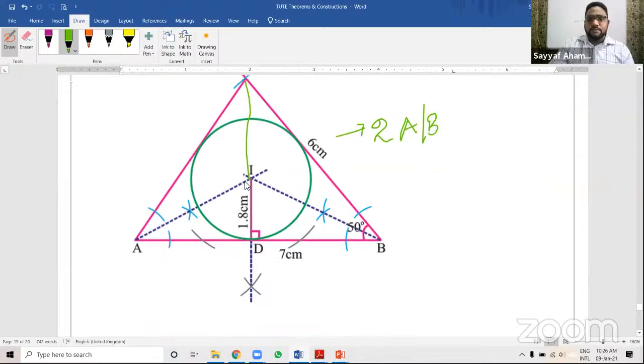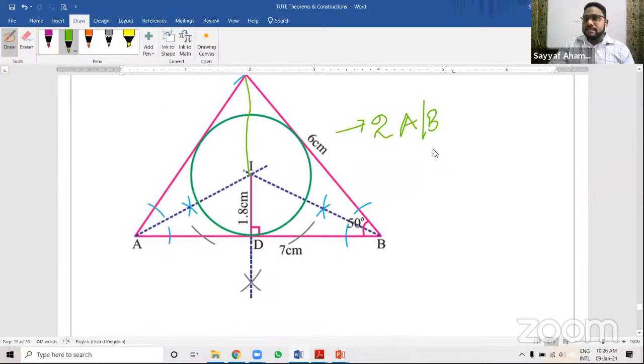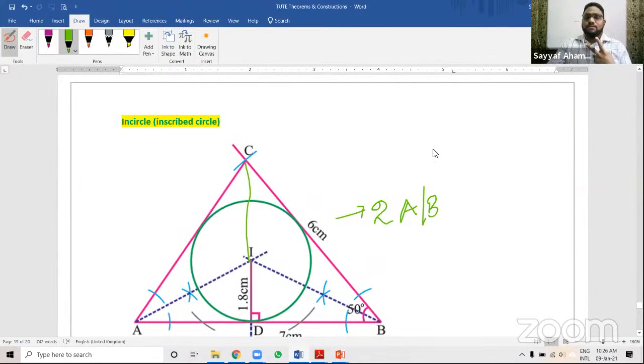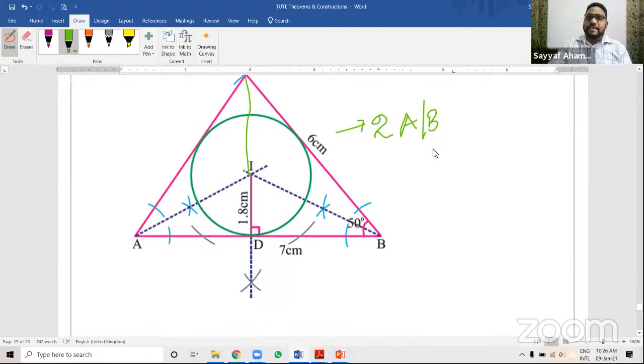Thank you. So an angular bisector is required, at least two angular bisectors. So if two is required, don't go for three, because still you're wasting the time, isn't it? So that is the incircle.